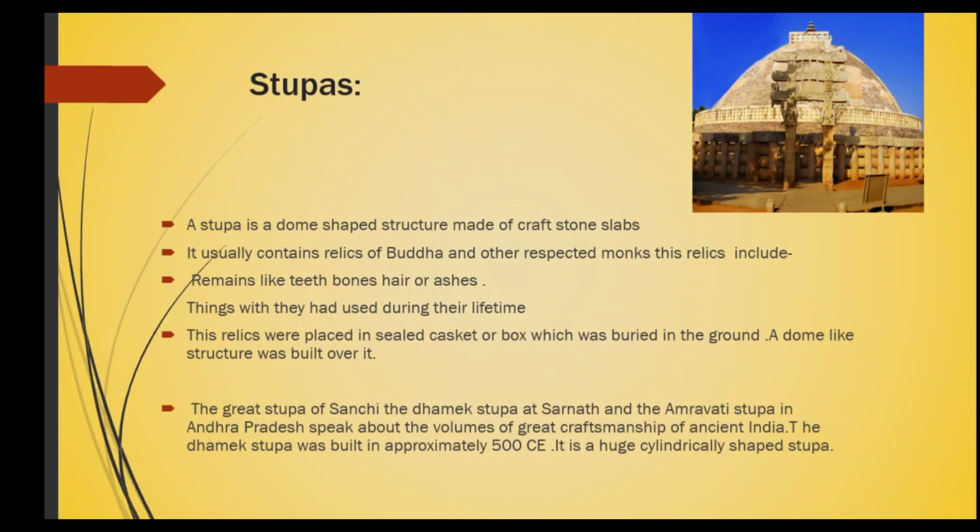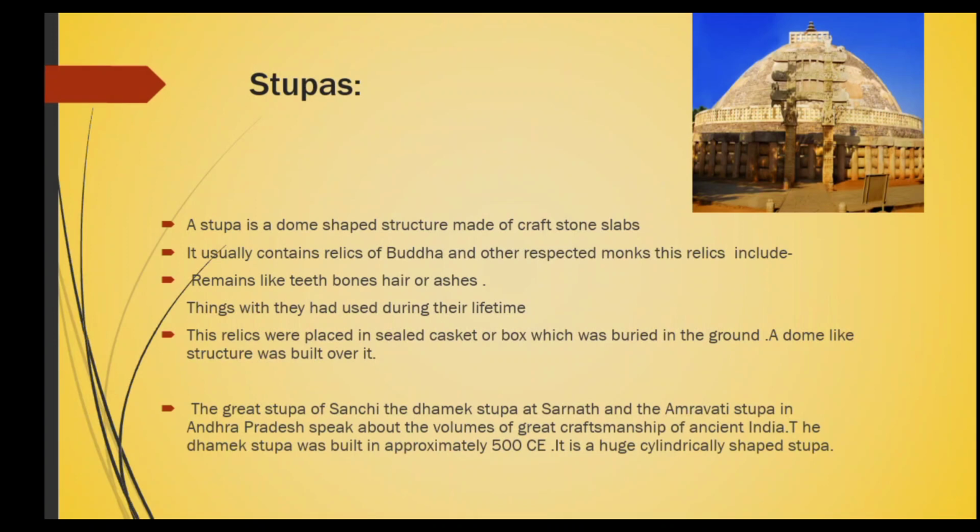There are some great stupas, like the great Sanchi Stupa built by Ashoka, the Dhamek Stupa at Sarnath, and the Amravati Stupa in Andhra Pradesh, which speak about the great volume of craftsmanship in our ancient India. The Dhamek Stupa was built in approximately 500 CE. It is a huge cylindrically shaped stupa.